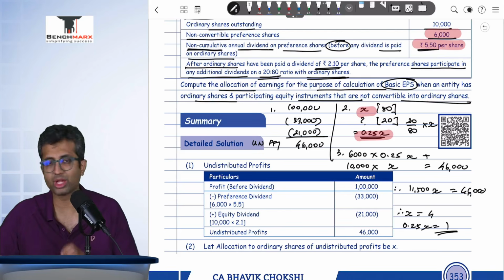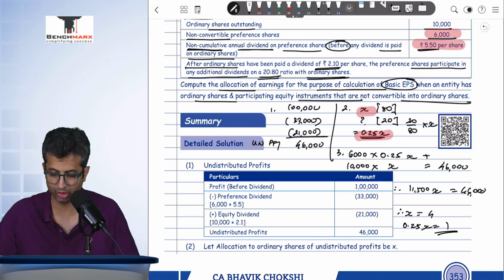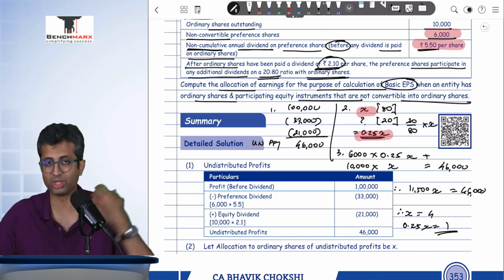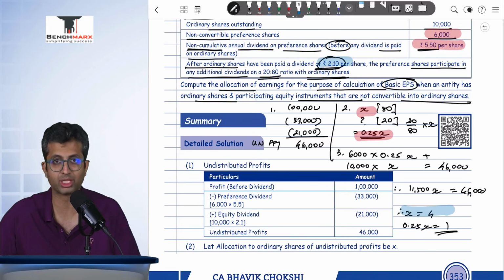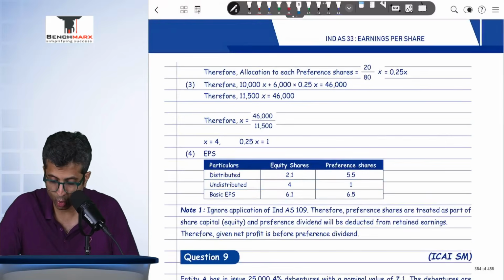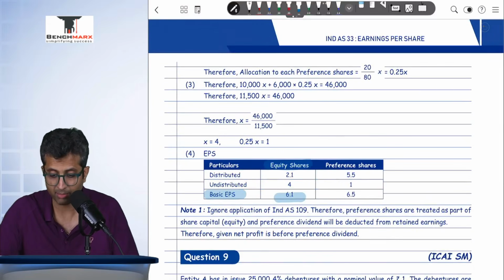So when I look at the earning per equity share, equity share will definitely get this 2.1. But over and above that, out of the undistributed profits, if they are distributed, equity share will get another 4. So 2.1 plus 4, can I say 6.1 will be my EPS for equity shares. Further, the participating preference share will get a fixed 5.5.